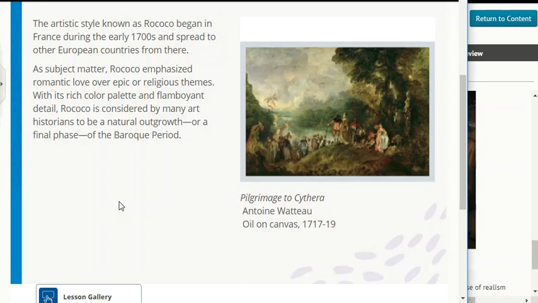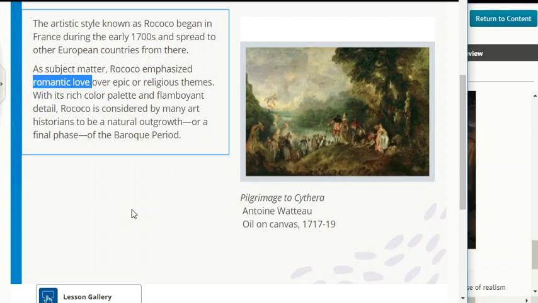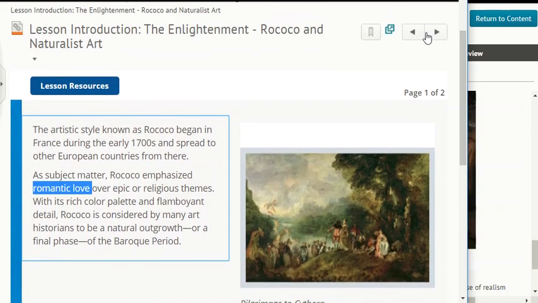The artistic style known as Rococo began in France during the early 1700s and spread to other European countries from there. As subject matter, Rococo emphasized romantic love over epic or religious themes. With its rich color palette and flamboyant detail, Rococo is considered by many art historians to be a natural outgrowth or a final phase of the Baroque period. And this is Pilgrimage to Cythera by Antoine Watteau from 1717 to 1719. He painted that.